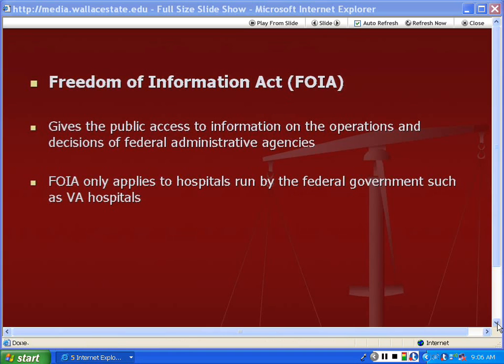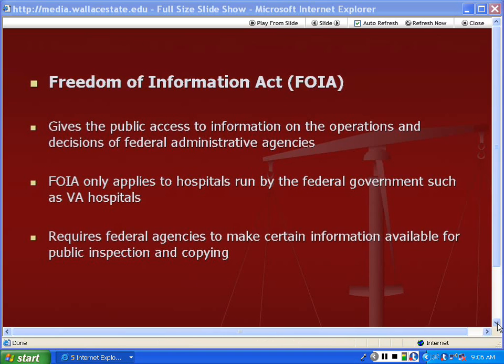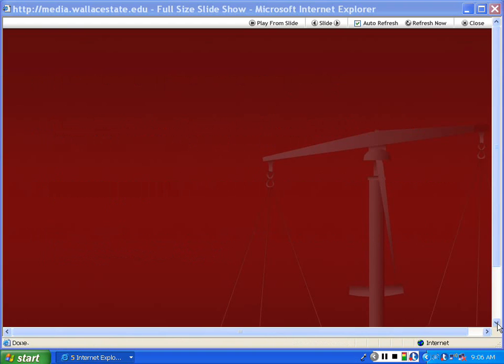Now, it requires federal agencies to make certain information available for public inspection and copying. And again, if anybody were to come to you and say something about the Freedom of Information Act, unless you work for the federal government, that has nothing to do on a private basis with health information that's kept on patients. But again, and I know I sound like a broken record, now we have HIPAA, and HIPAA is a federal act that gives patients access, but not the Freedom of Information Act.